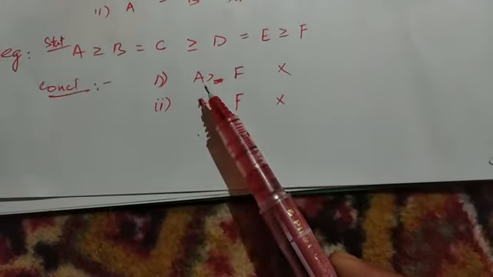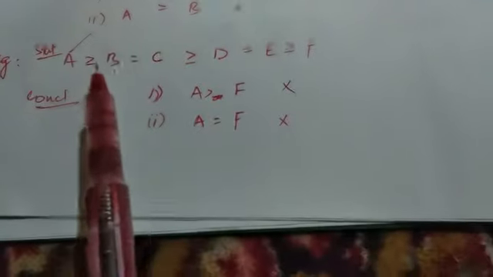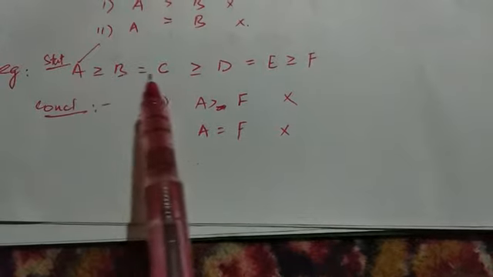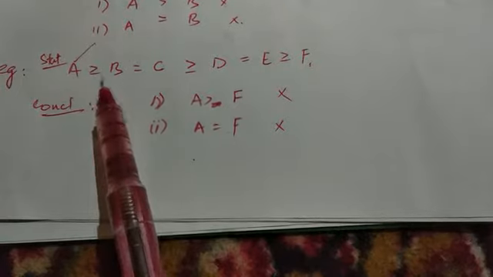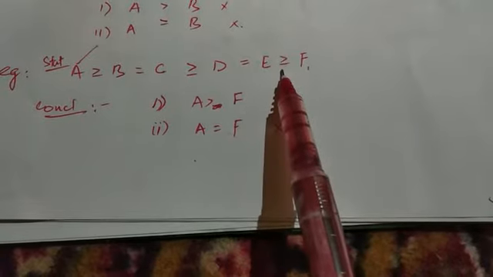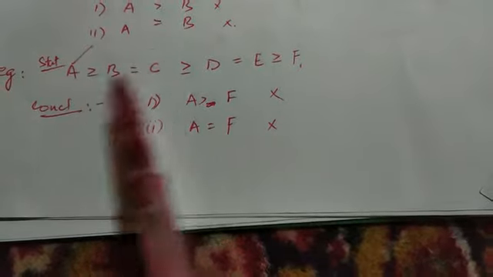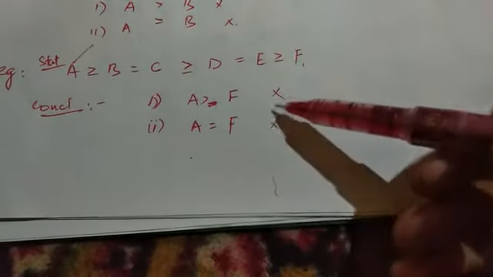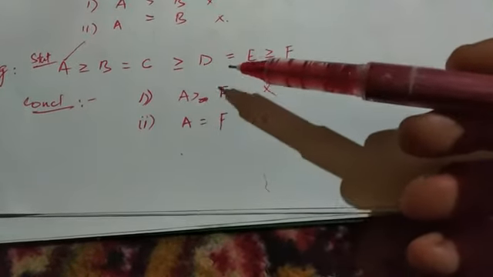So my first conclusion is A is greater than F. I will check my statement. I have to go from A to F. F is here. Okay. I have greater than or equal to sign, is equal to sign, greater than or equal to sign, is equal to sign, and greater than or equal to sign. I don't have any greater than sign here from A to F. So this conclusion is wrong because I don't have any greater than sign in our statement.